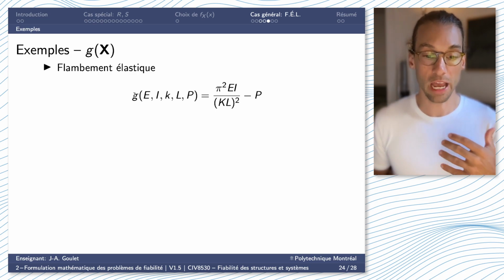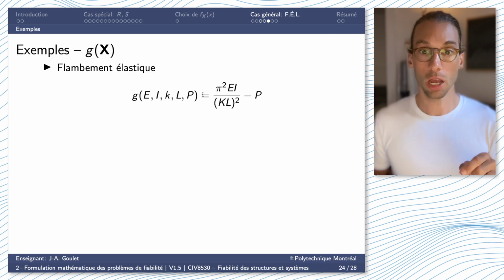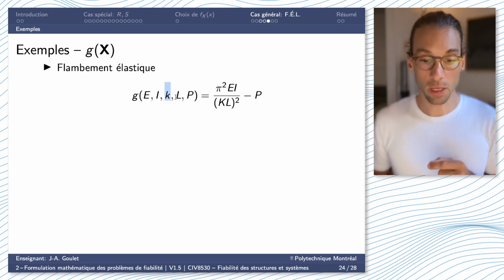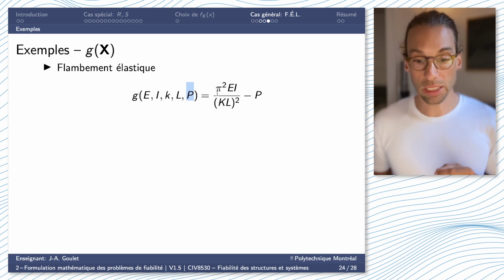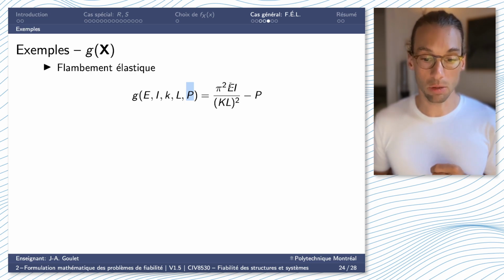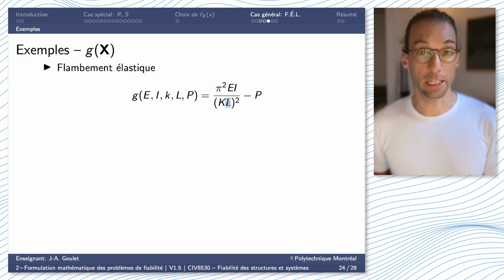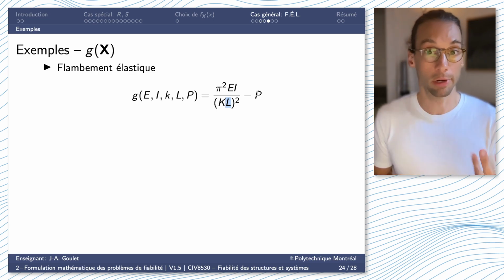So we can say that we're going to have our limit state function, which takes into account parameters or random variables, such as the Young's modulus E, the inertia I of my column, K, my elongation factor, L, the length of the column, and P, the load applied. So the resistance for elastic buckling is modeled by pi squared, the Young's modulus, times the inertia of my cross section, divided by the elongation factor K and the length of my column, all of this squared, minus P. Okay, so that would be an example of a limit state function for elastic buckling.